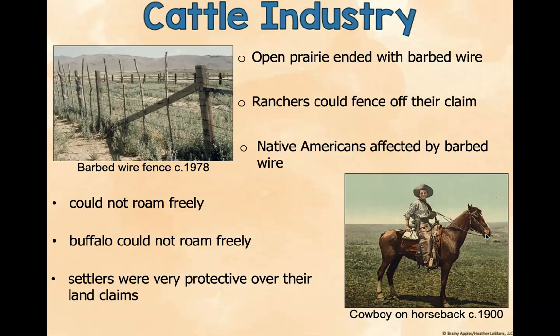So, unfortunately, one of the things that hindered the cattle industry is that when you had people who moved out to these areas and they started to build their own houses and take their own land, it would hinder the cattle industry, because these people relied on the open plains. Ranchers would fence off their claim, and Native Americans were also affected by barbed wire. Barbed wire was used to keep their animals inside the fence. So that means that these cattle could now not roam freely. The buffalo could not roam freely, but settlers were very protective over their land claims.